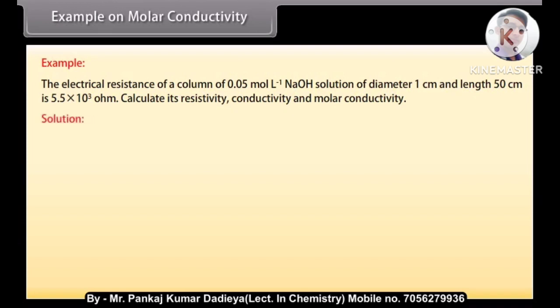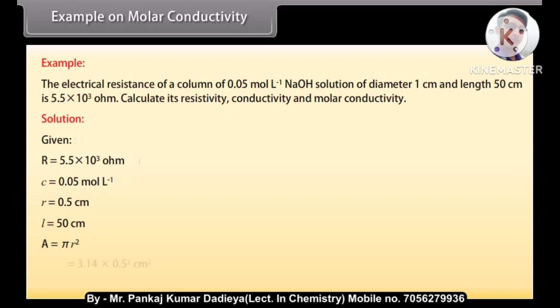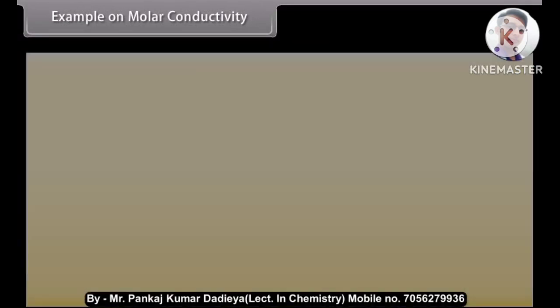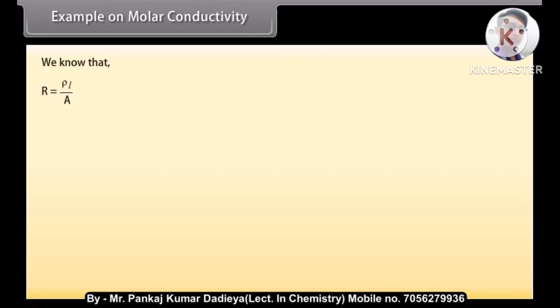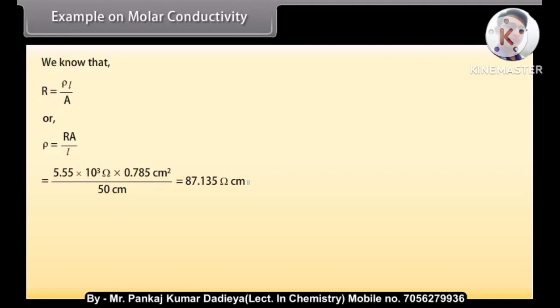Let's see the solution. Here the given values are R is equal to 5.5 into 10 raised to the power 3 ohm, C is equal to 0.05 mole per liter, r is equal to 0.5 centimeter, L is equal to 50 centimeter. We know that area is equal to pi r square. By putting the values, we get area is equal to 0.785 centimeter square. We know that R is equal to rho L upon A. By putting the values, we get resistivity is equal to 87.135 ohm centimeter.